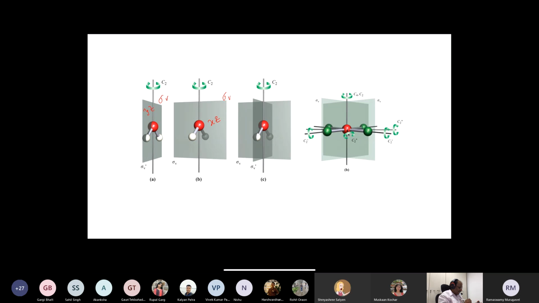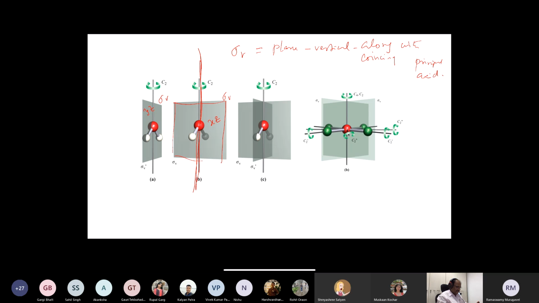What is important is that when you say sigma V, that means that these two planes are along the direction of the principal axis. So sigma V means plane vertical, along or coinciding with the principal axis.